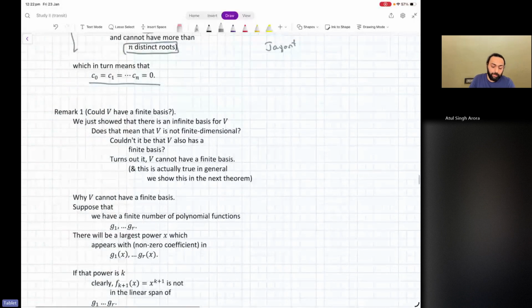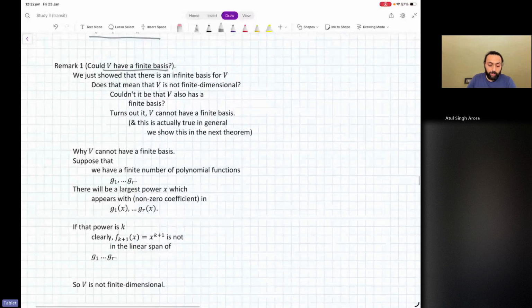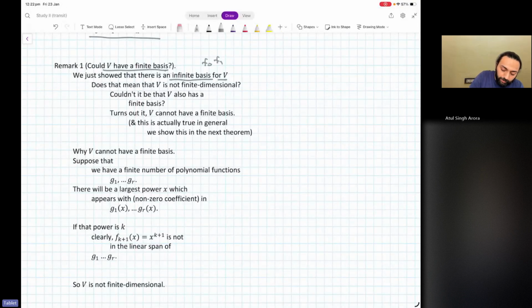Remark 1 says, could V have a finite basis? We had an infinite basis. We just showed that there is an infinite basis, f_0, f_1, and so on until infinity. Can we have a finite basis? It does not necessarily mean that V does not have a finite basis. We showed one basis, and there may be a finite basis too. It's not immediately clear to me. Is it clear to you that it cannot have a finite basis?